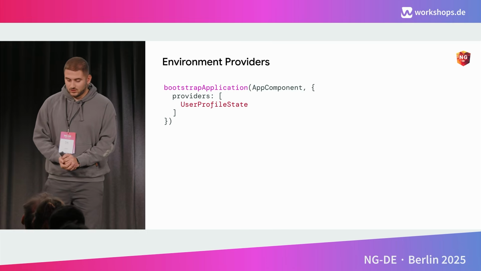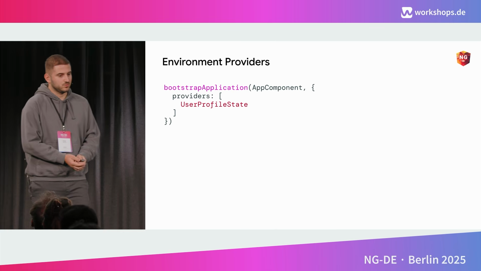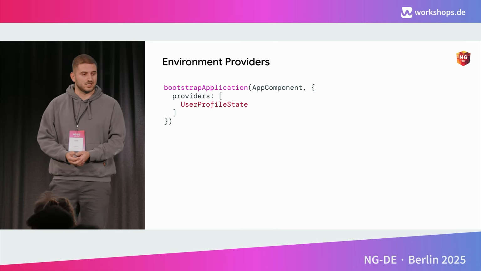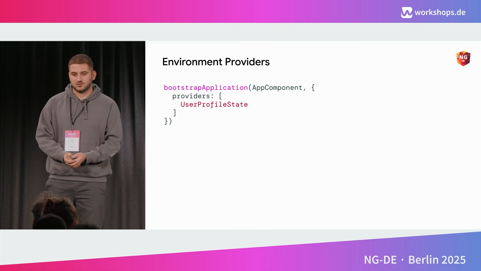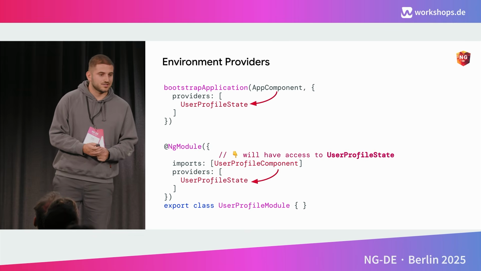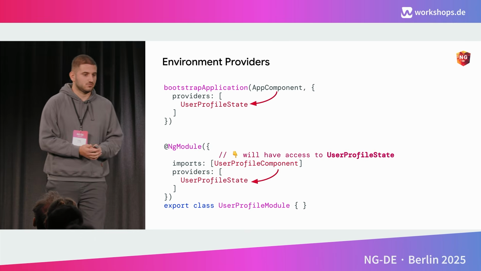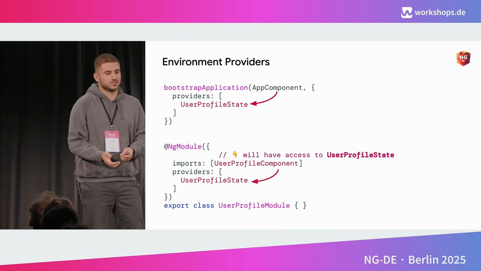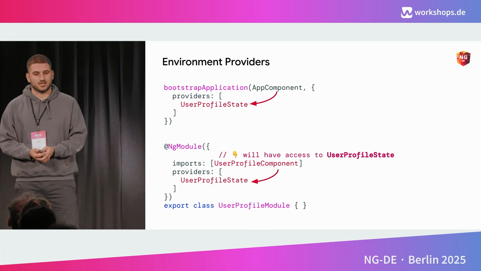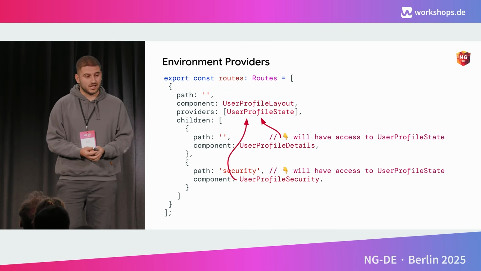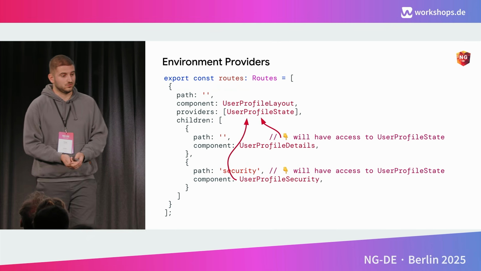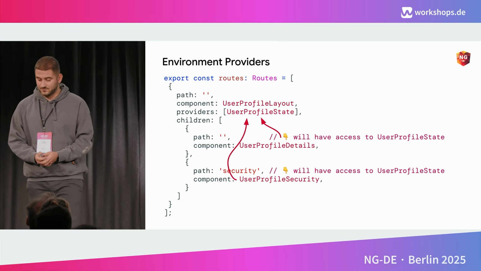Providers. Well, we have environment providers. Everything that we put in the providers array in bootstrapApplication is an environment provider. And of course, every component inside our application will have access to it. It's like doing providedIn root. And in modules, we also have the providers array in there too. And every component in that module will have access. But it's not just components, it's also other providers that we provide there, or directives, pipes, and everything else. And now we also have route providers that are also environment providers scoped to that route only, and all its children routes.